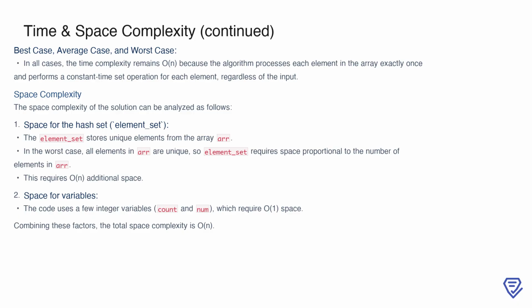Moving on to space complexity, we analyze the additional storage used. The hash set, element_set, stores the unique elements from the array. In the worst case scenario, where all elements are unique, the hash set will require O(n) space. Besides the hash set, the solution uses a few integer variables like count and number, which require only O(1) space. When we combine these factors, the total space complexity is O(n).